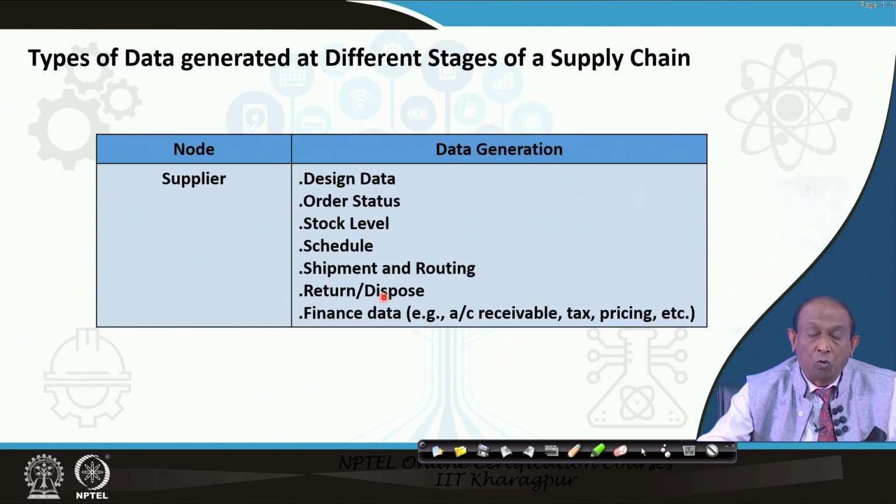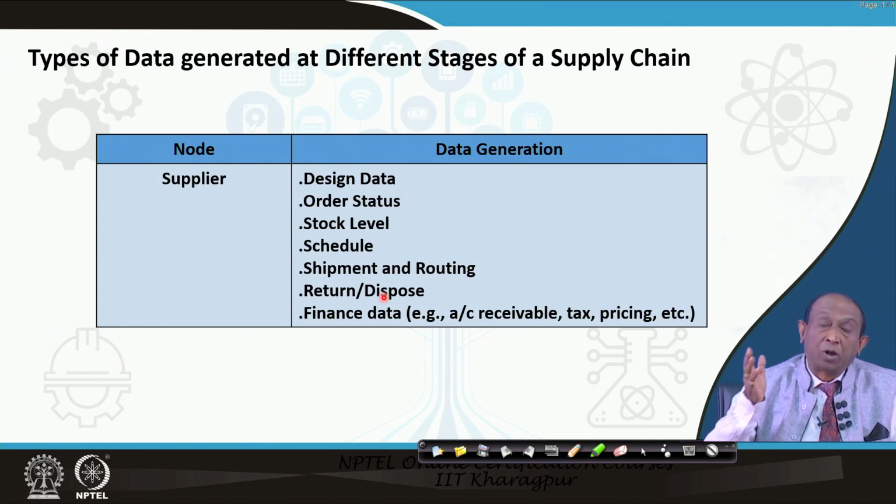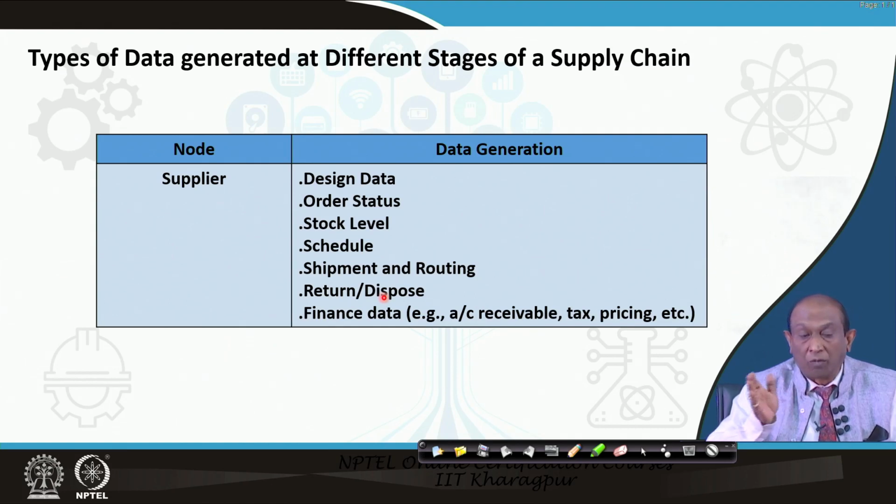We need to know the different types of data that are generated at different stages of a supply chain, because supply chain analytics deals with the application of mathematical models and analytics techniques to enable decision makers to take a rational decision. So, basically these are data driven decisions. In data driven decisions we need to know what are the different types of data that are collected at each stage of the supply chain.